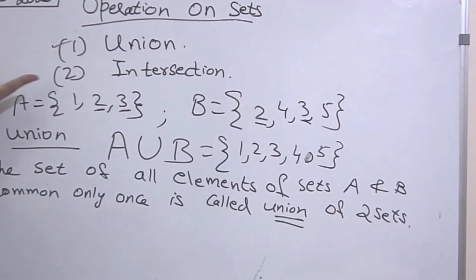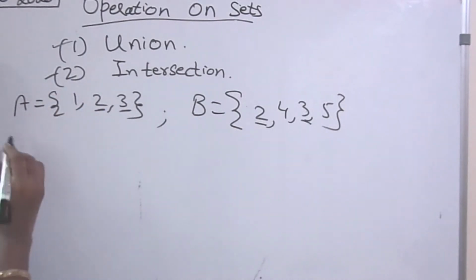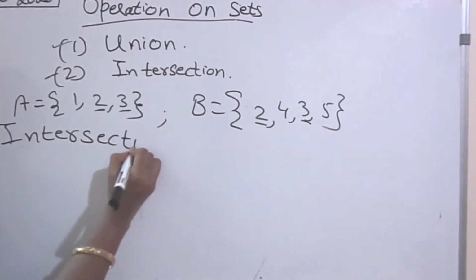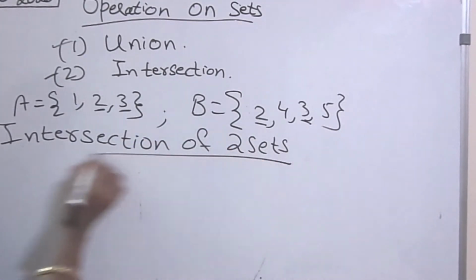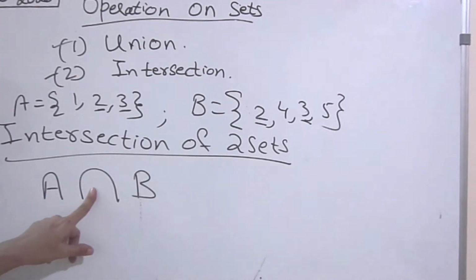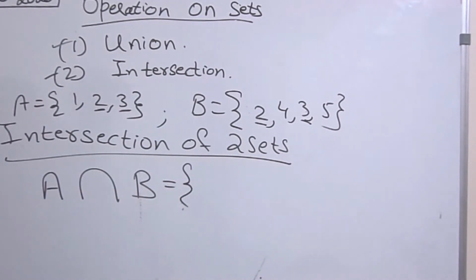Let us go to the next, intersection. Write down this in your notebook. Same example we are going to take for intersection. Intersection of 2 sets. This is the next operation of sets. What do we mean by intersection? Let us find out. This is the symbol for intersection. When we learned the symbol for union, I had told you, the upside down of U is intersection. A intersection B. Here you have to write only the common elements.